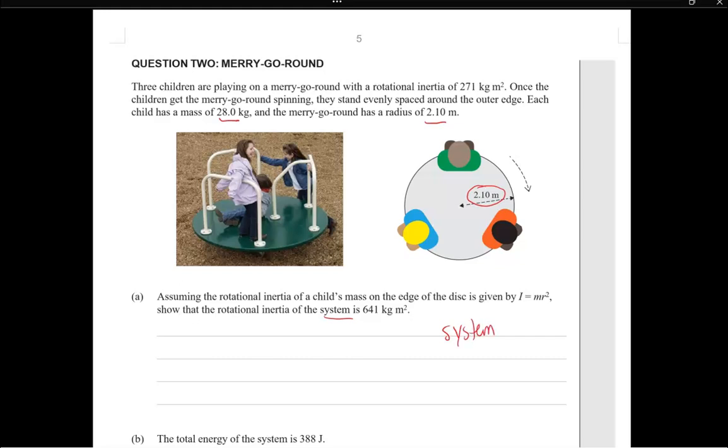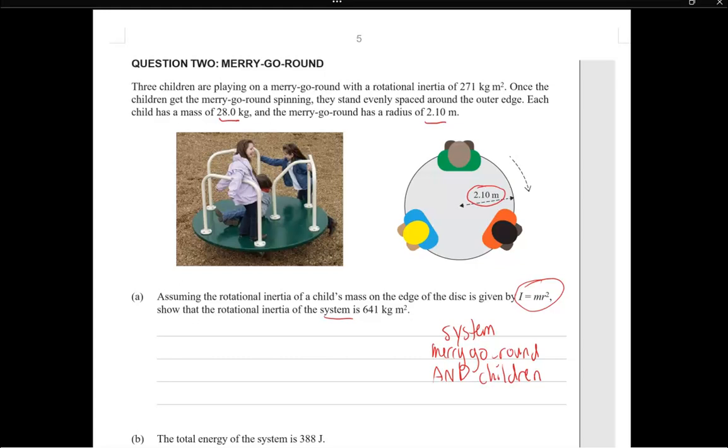So the system is everything within the context. The system is the merry-go-round and the children, all 3 of them. So we're trying to find the total rotational inertia. That's what we're trying to do. So we've got the formula here. Now this formula is not on the formula sheet, so you might have to memorize it for some questions, but they've given it to us here.